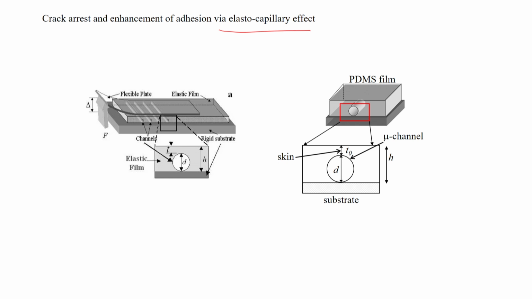Now what happens is that the surface of this particular material, this elastic adhesive, has affinity for certain liquids, and for certain liquids it does not have affinity. So when you bring a liquid in contact with the surface of this material, its interfacial energy changes, and the change in interfacial energy leads to different effects.